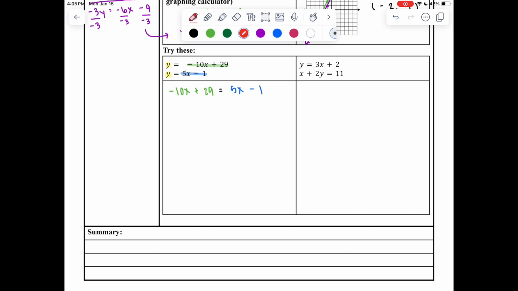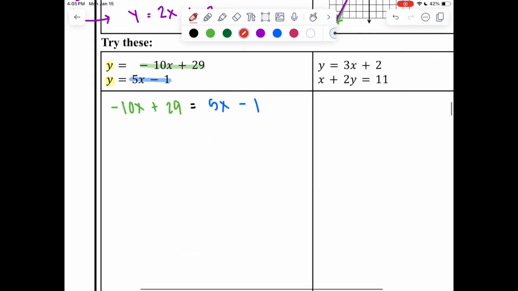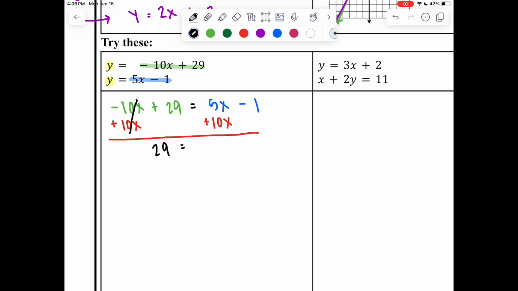So I actually go ahead and start in on some algebra. I usually use my steps for don't call me after midnight. I can't distribute and I can't combine, so I start by moving my variables. I don't like that it's a negative 10x, so I added 10x to both sides. That means on the left-hand side you just have the positive 29, but on the right-hand side you have the variables that you have to combine. 5 and 10 make 15, so 15x minus 1.